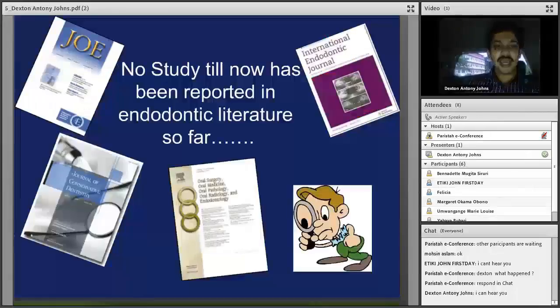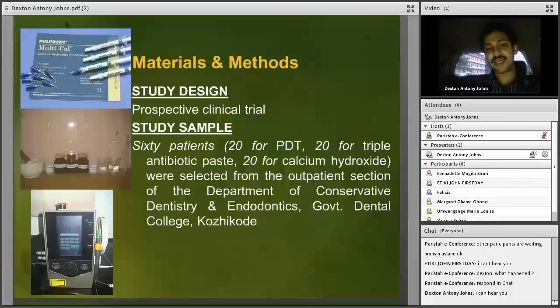So we did a Google search to find out which is the best medicament available as part of a clinical trial, and we did not find anything in the available literature, so we conducted the study. It was conducted as a prospective clinical trial. 60 patients were enrolled: 20 were given calcium hydroxide, 20 were given triple antibiotic paste, and 20 were given PDT.